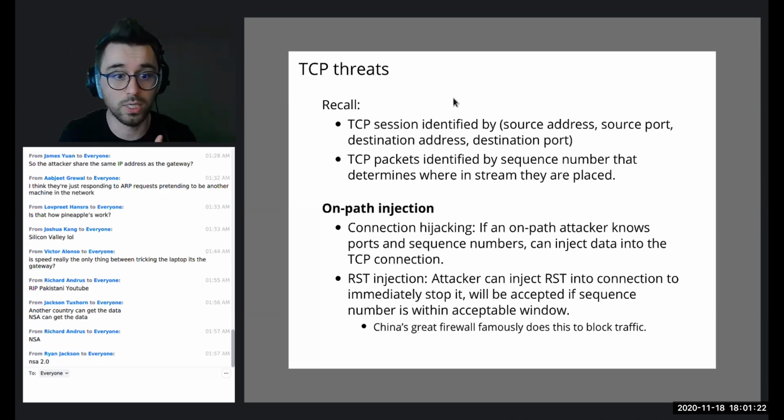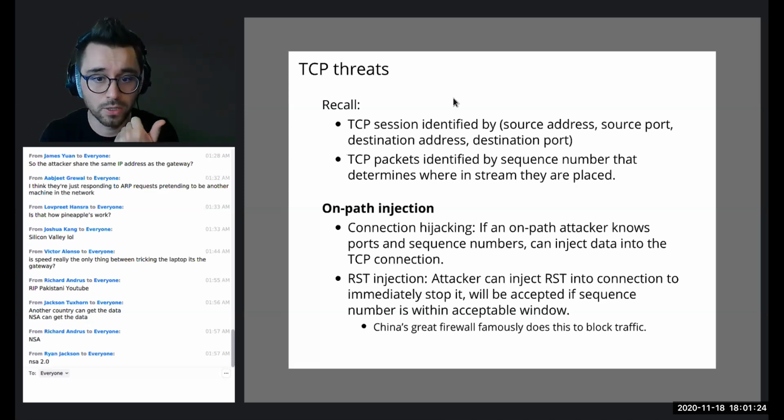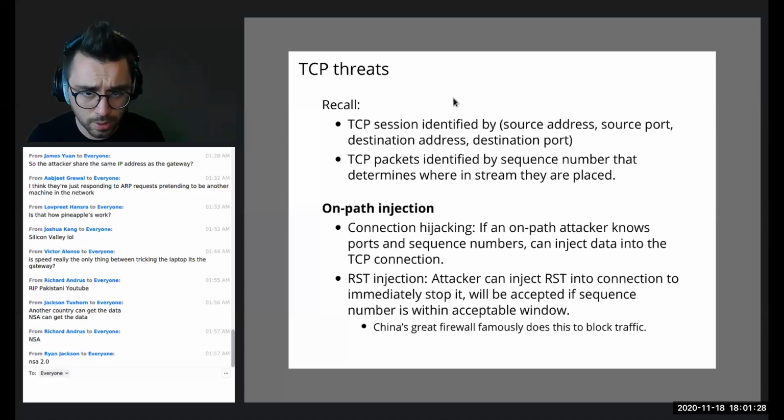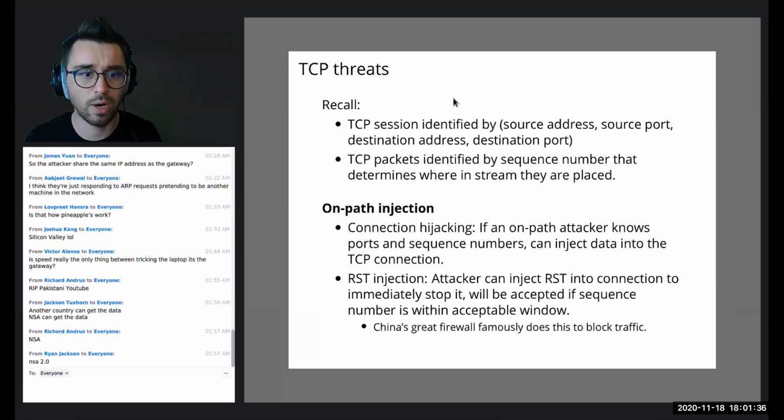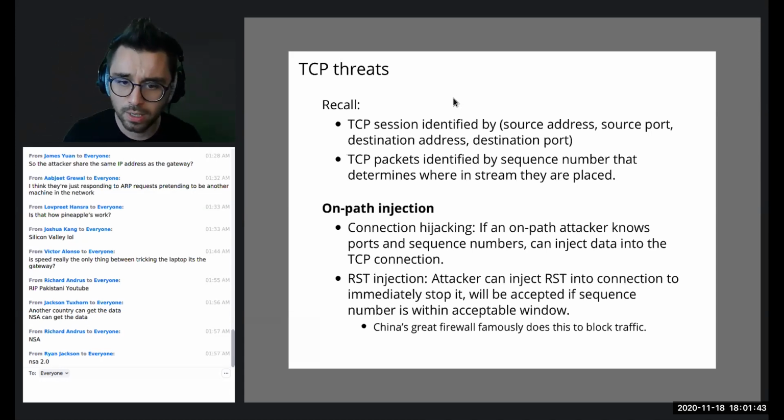Well, one thing we can do is connection hijacking, right? If we're on path, so that is, we know the port, we know the sequence number, we can inject data into the TCP connection. So I can inject whatever I want into the TCP connection. That's pretty bad because that TCP connection might be used to contain, say, HTTP data, which might contain, say, a script that I get your browser to run, right?